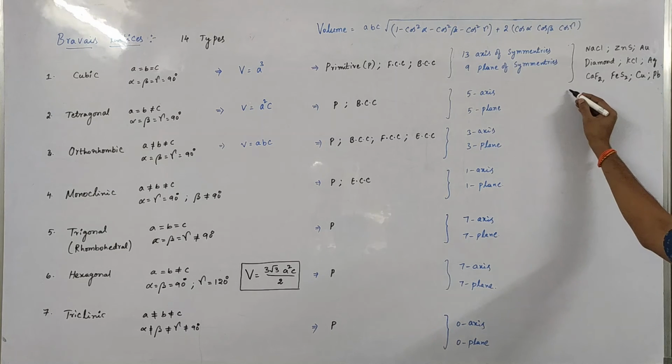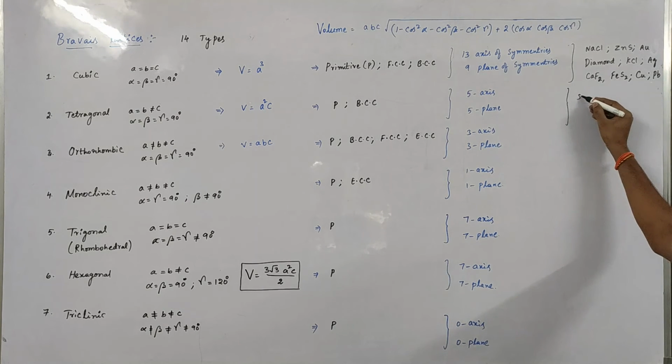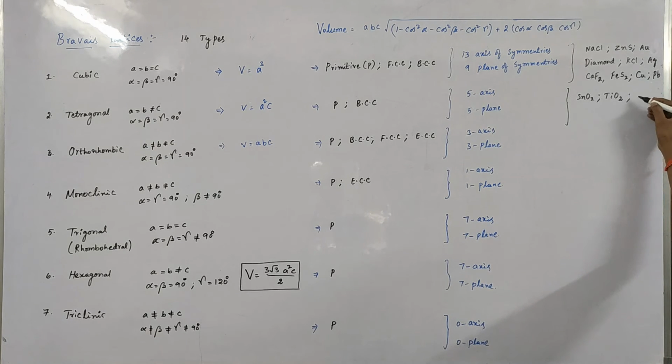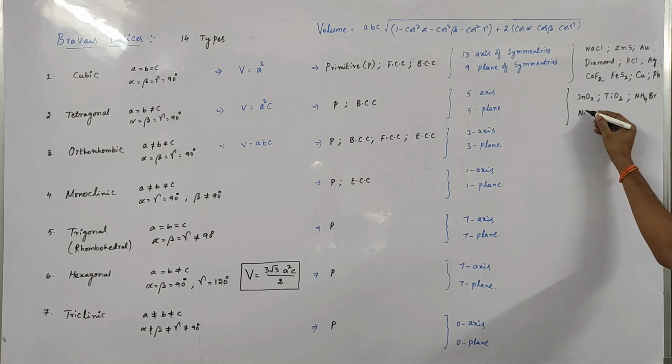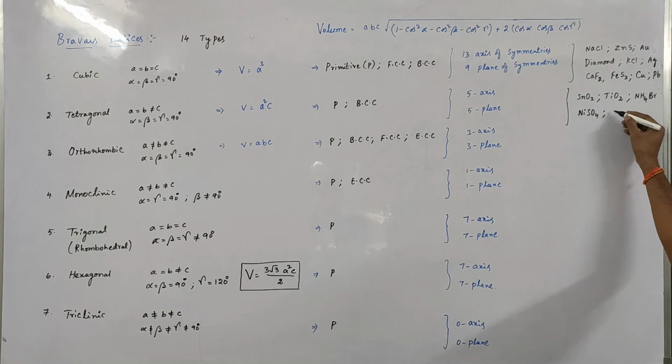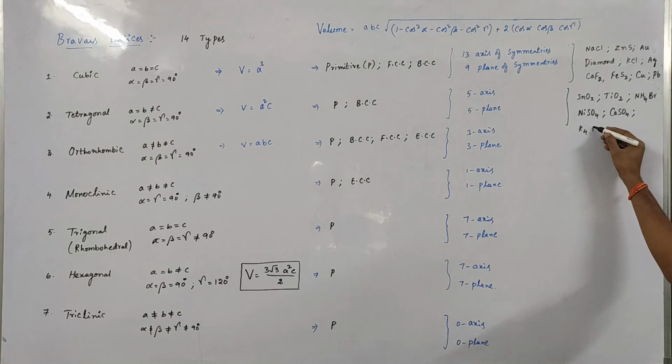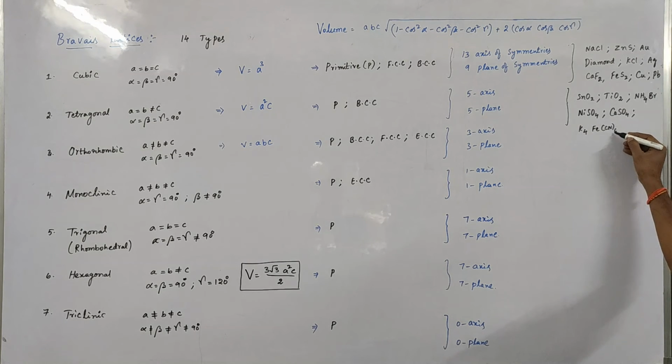Next, coming to tetragonal. SnO2, TiO2 titanium dioxide, NH4Br ammonium bromide, NiSO4 nickel sulfate, CaSO4 calcium sulfate, K4Fe potassium ferrocyanide, PbW, then wolframite.